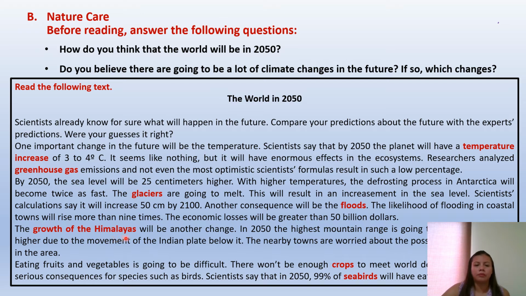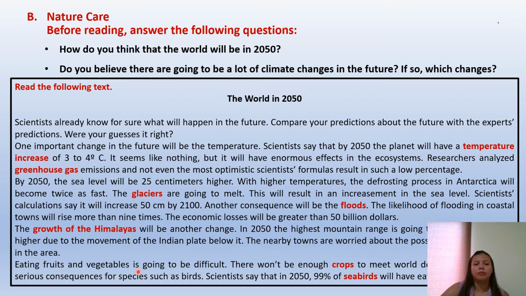The growth of the Himalayas will be another change. In 2050, the highest mountain range is going to be 165 millimeters higher due to the movement of the Indian plate below it. The nearby towns are worried about the possibility of earthquakes in the area.